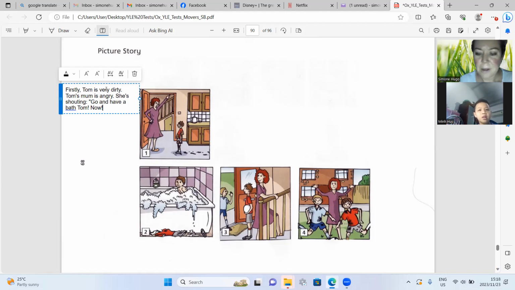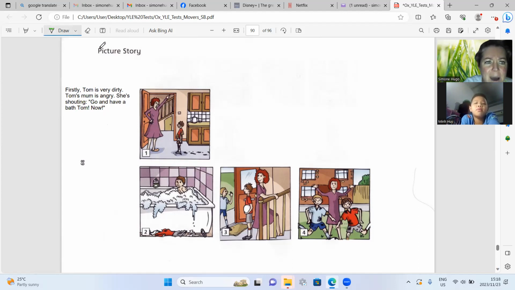Okay, so mom is angry. Now we're going to read it like this. Firstly, Tom is very dirty. Tom's mom is angry. She's shouting, go and have a bath, Tom, now. So, Tom is dirty, mom is angry. And she's shouting.